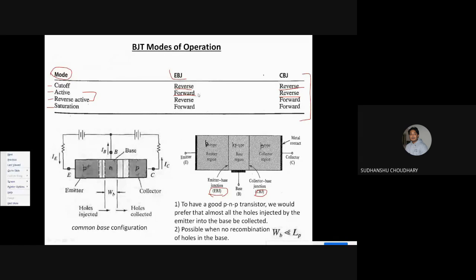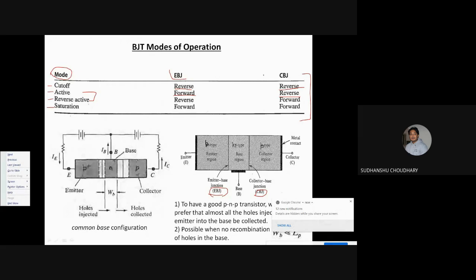Then how this is applied in a real BJT and why the BJT comes into active and cutoff or saturation, that we will understand very soon. But yes, at this moment, we should remember these conditions, right? That is, there are 4 modes, and depending upon the biasing conditions on the emitter base junction and collector base junction, these modes are decided.